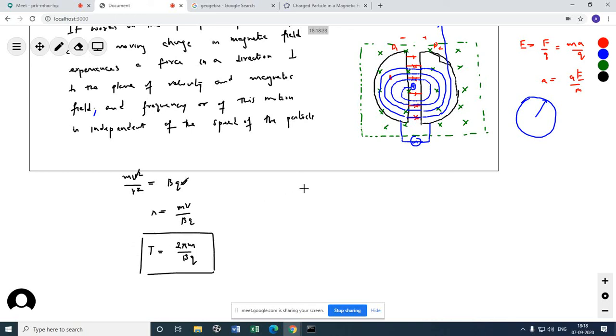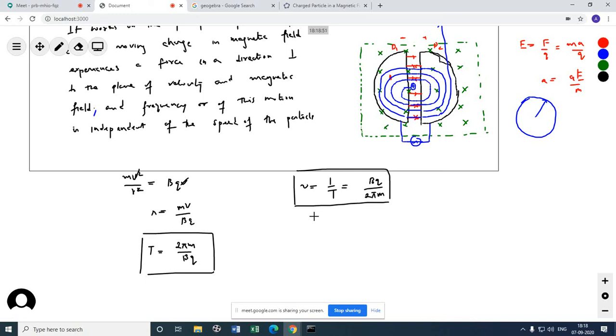And the frequency nu would be equal to 1 by T. That gives me bq by 2 pi m. So this is the m. bq by 2 pi m.